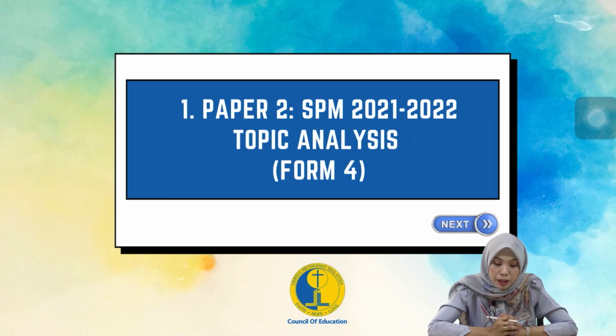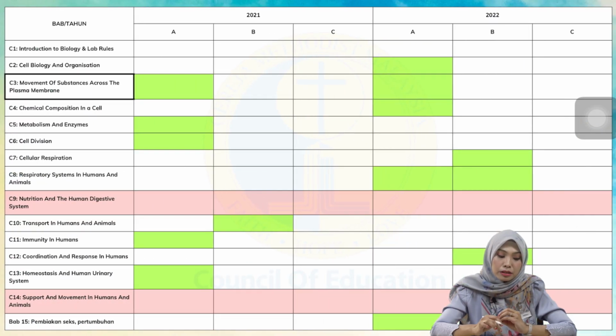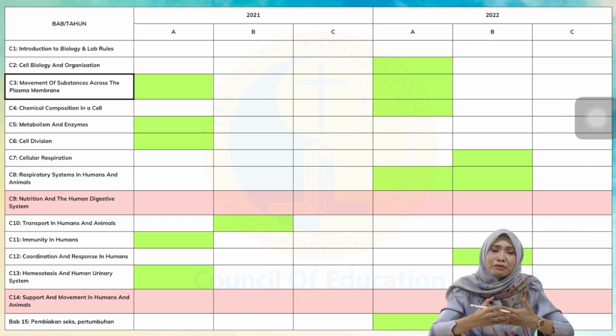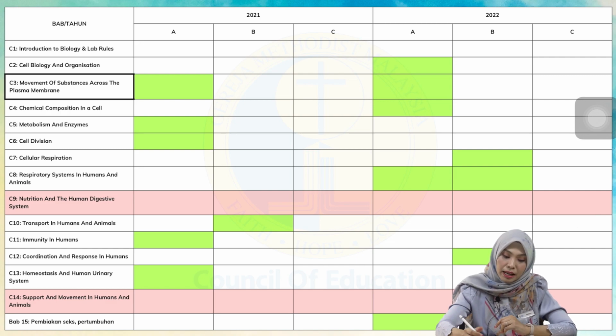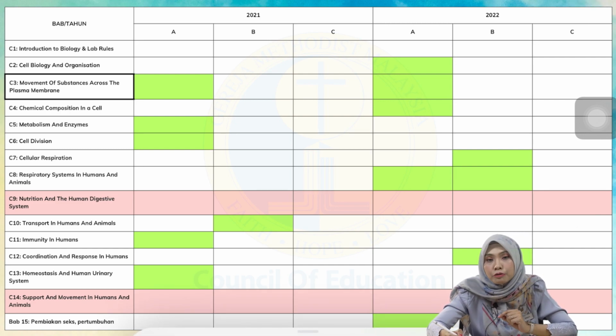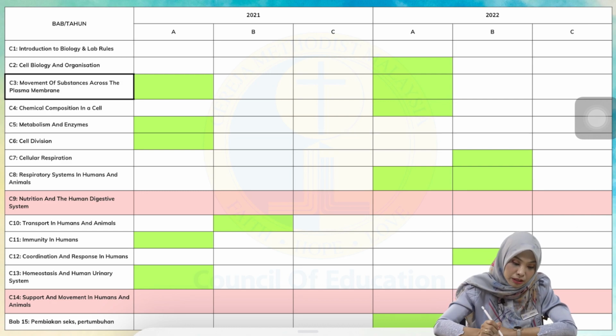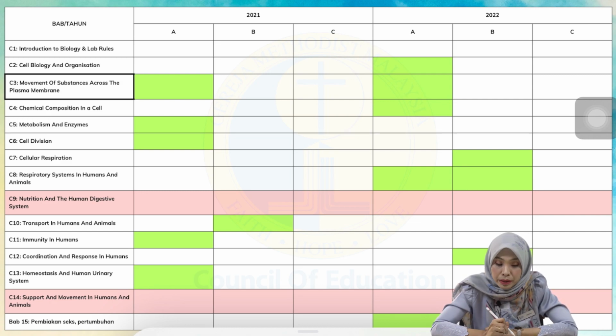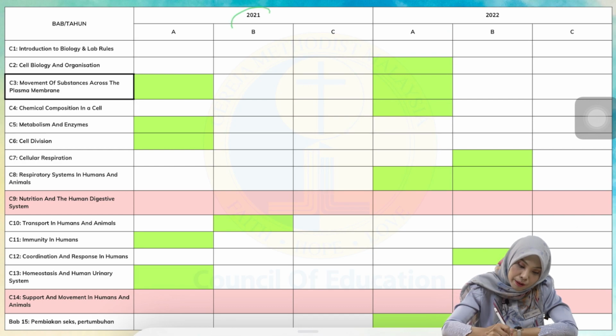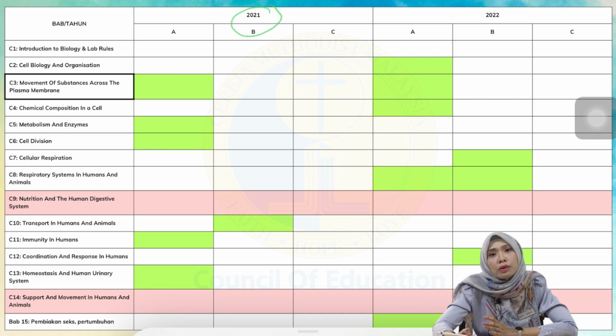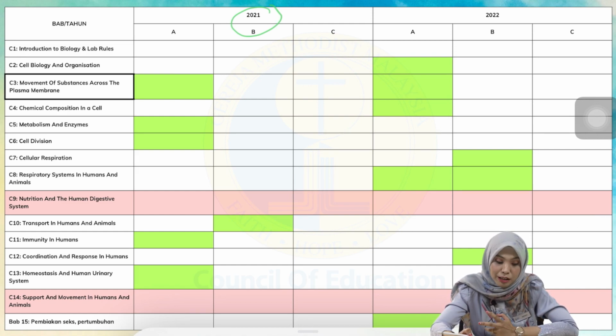So let's start with the Paper 2 SPM 2021 to 2022 topic analysis of Form 4. Why did I do the analysis by forms? Because it's very easy for you to strategize and to figure out what is coming out and what hasn't been tested yet. Let's take a look at the topics listed in Form 4. If you notice, I've highlighted some topics. For example, let's take a look at SPM 2021. My question here is, don't worry, you can answer it on your own or you can just ask your teachers later at school.